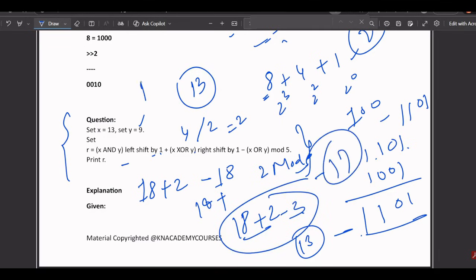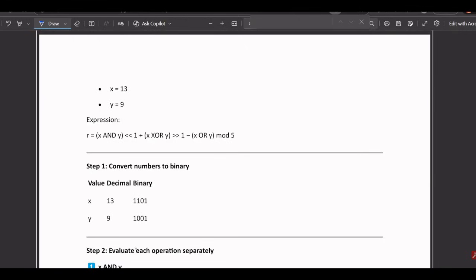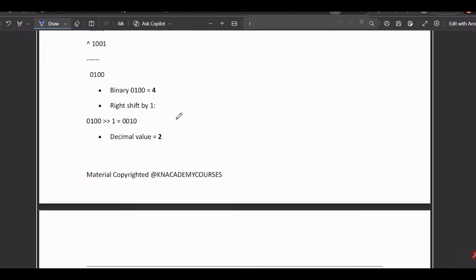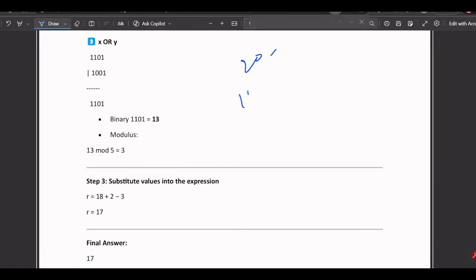So the final answer will be 17 for this question. Let's check it. Check here, this is right. x AND y shifted will be 18, x XOR y shifted will be 2. So 18 plus 2 is 20, and x OR y is 13. So 13 mod 5 will be 3. So 20 minus 3 is equal to 17.